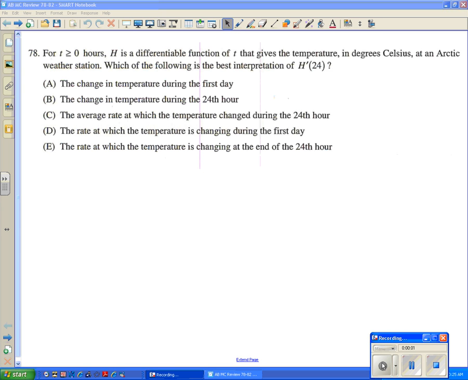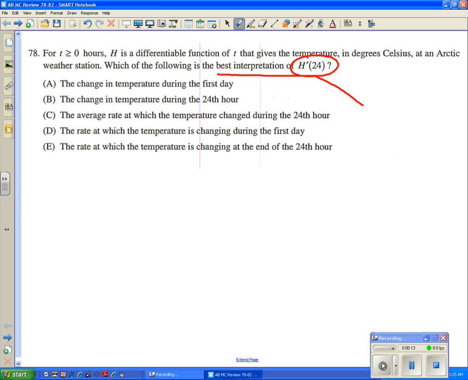78, we've got a concept question. We're asked to interpret what H prime 24 means. What's the best interpretation for this? Derivatives, of course, are instantaneous change. They're not an average, they're at a moment.